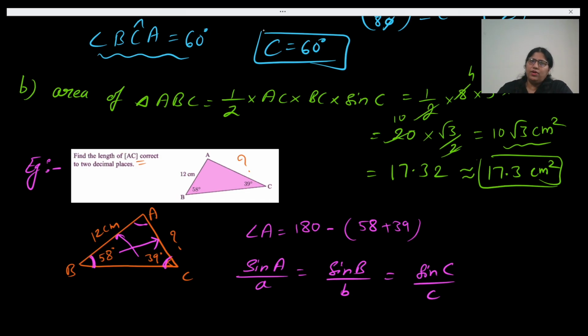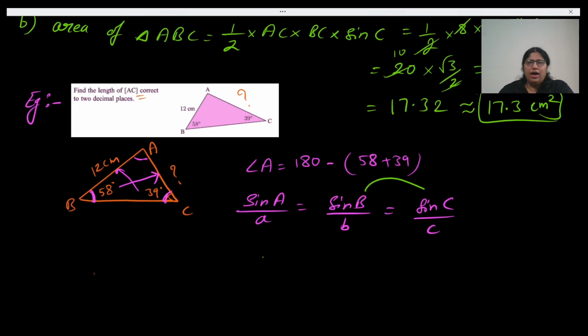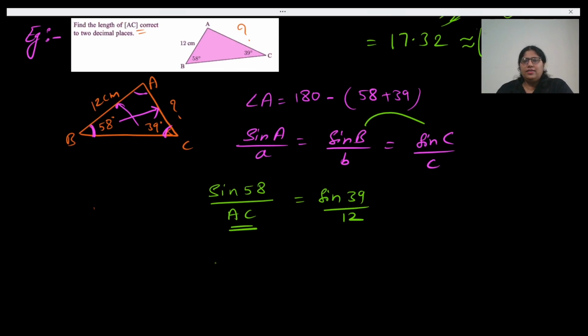Now in this case, what are you going to use? At a time you can equate any two values. So I'll take here sine B. What is sine B here? Sine 58 by opposite side, which is AC, that is unknown, is equal to sine 39 by 12. So here if you will see, AC is unknown, make AC the subject.